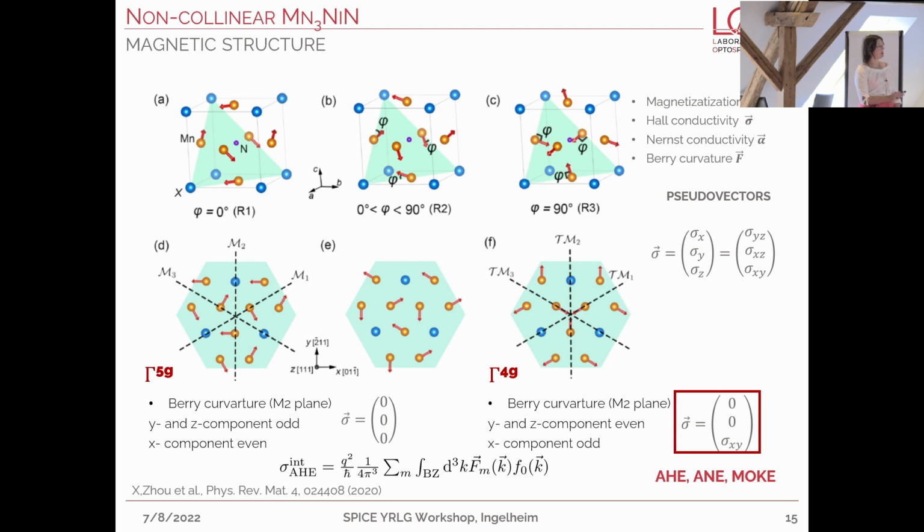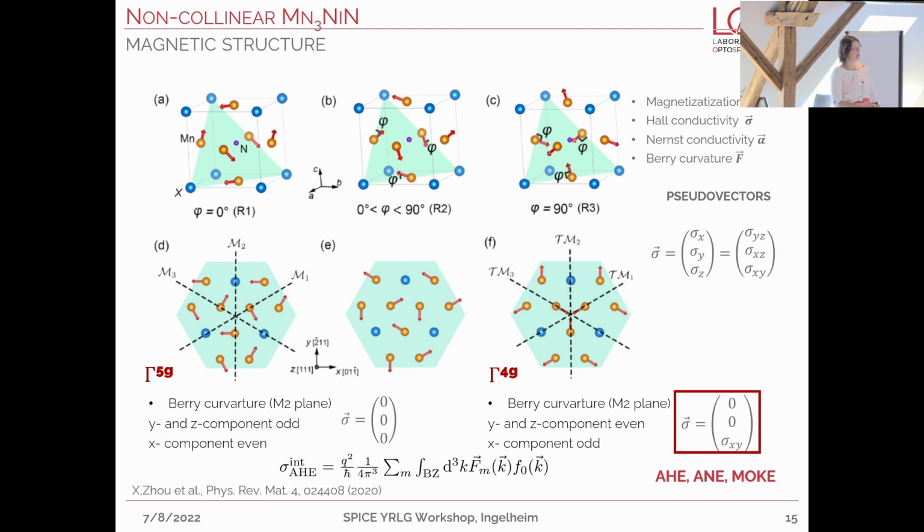If you look at the symmetry, this kind of structure has 3 mirror planes plus C6 rotation symmetry. And this means that the Y and Z components of all these pseudo-vectors, magnetization, Hall conductivity, Nernst-Berry curvature, are odd, and the X component is even. So if you integrate over the whole Brillouin zone and all possible bands, then you get 0 contribution in the odd components. You just get the X component, but this is 0 as well because of the rotation symmetry. So basically, this phase doesn't give you any signal.